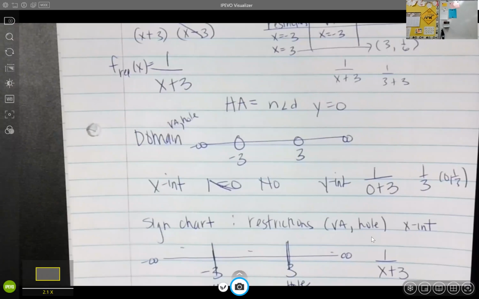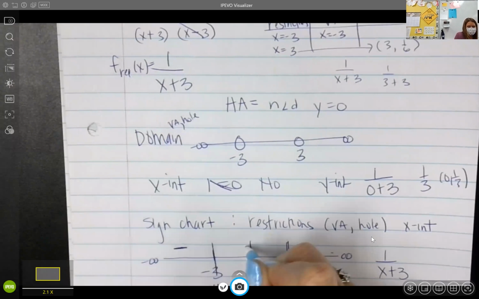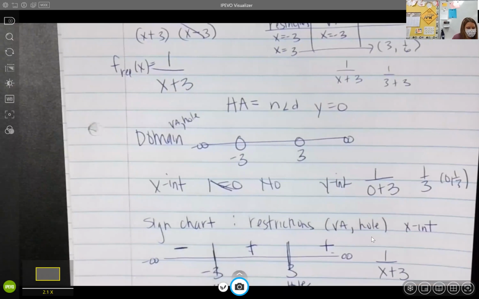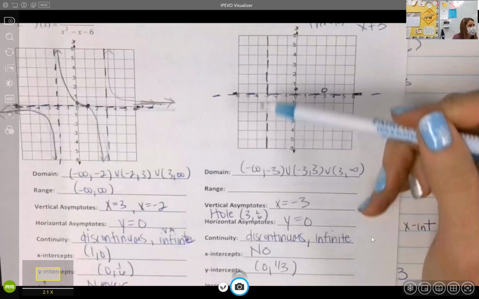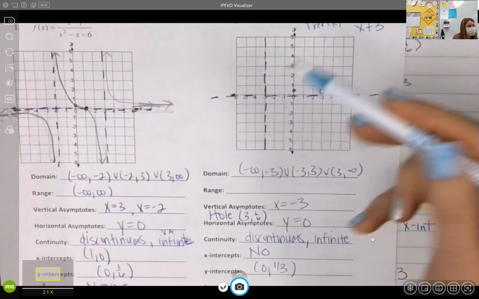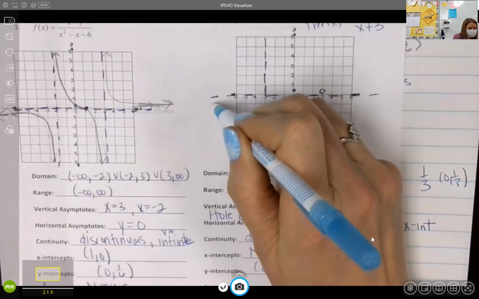All right, so we got the sign chart. Okay. So you should get for your sign chart a minus, a plus, and a plus, right? So that means between negative infinity and negative 3, the graph is below the x-axis. So it's going to be the same as this one, right, where it's below. So it's just going to go like this.